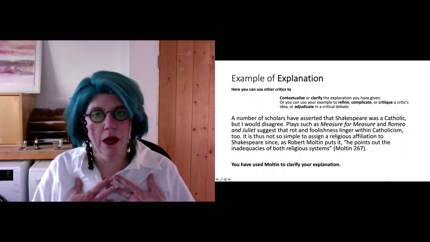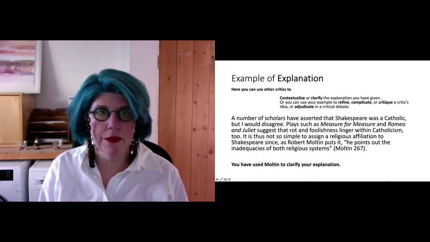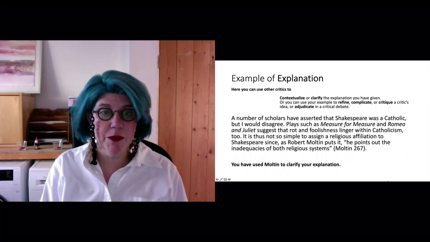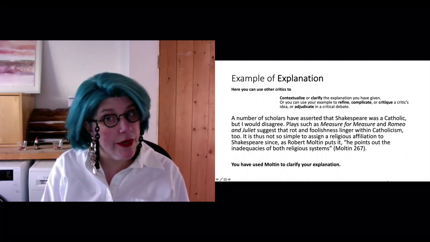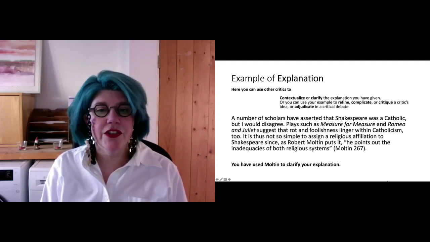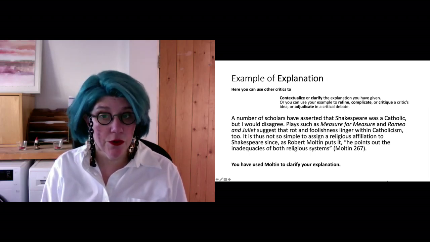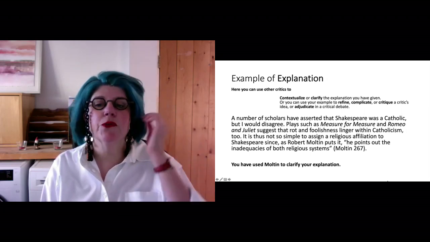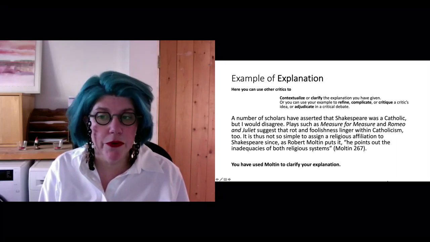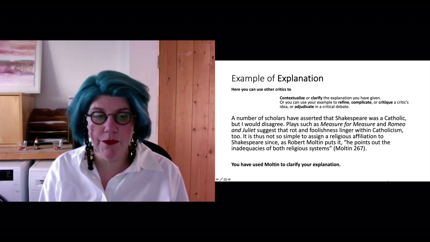Okay, I'm not really one for adjudicating in critical debates, so we will not be touching on that one. Here is your example. A number of scholars have asserted that Shakespeare was a Catholic, but I would disagree. Plays such as Measure for Measure and Romeo and Juliet suggest that rot and foolishness linger within Catholicism too. It is thus not so simple to assign a religious affiliation to Shakespeare since, as Robert Moulton puts it, he points out the inadequacies of both religious systems.